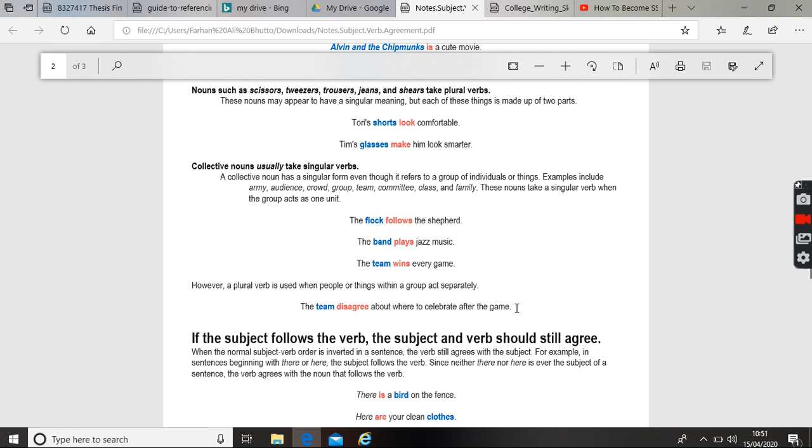Likewise, when you say Pakistan is an agricultural country, we say Pakistan have won the match. So when you say Pakistan have won the match, you're not talking about the whole Pakistan as one unit. You're talking about those 11 players in the team. So that is why you have used a plural verb. Pakistan have won the match.